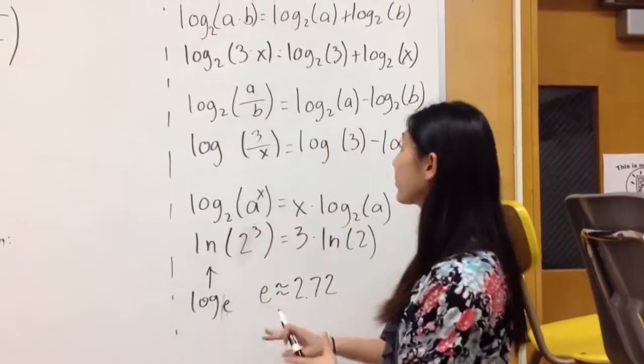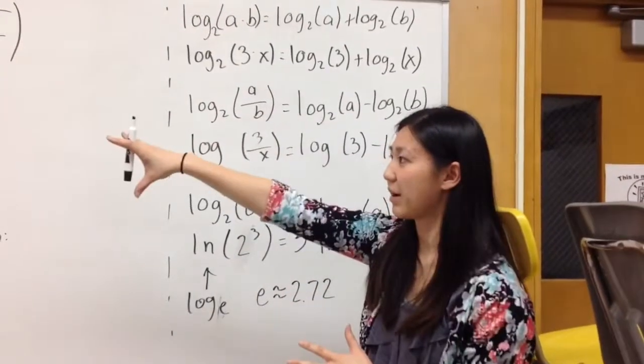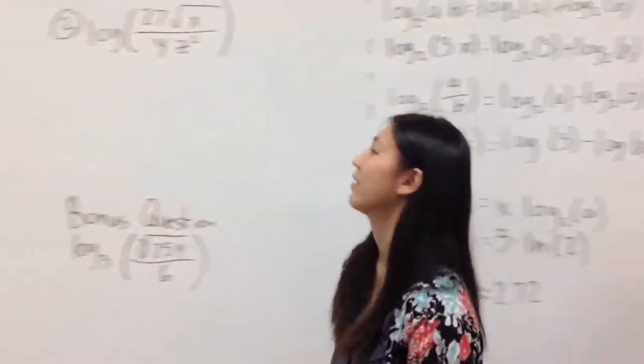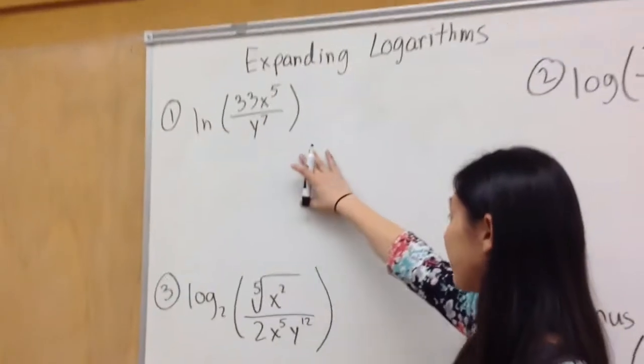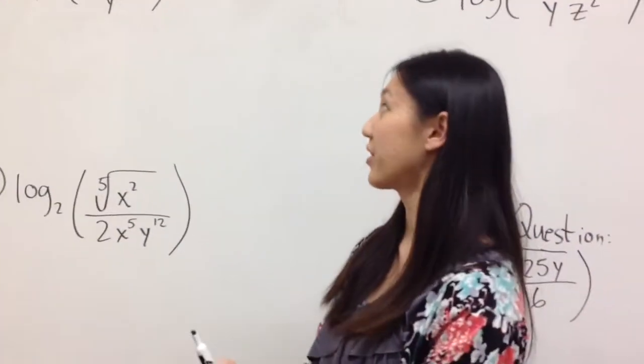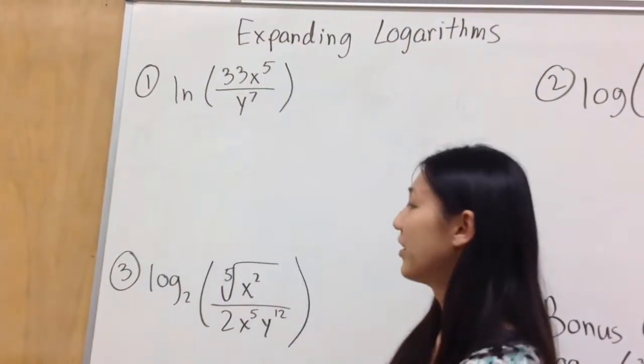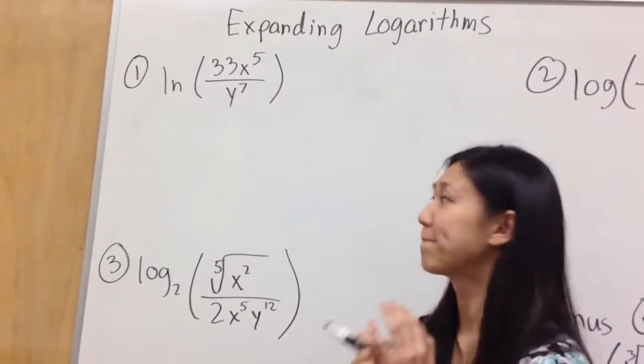So now we have our 3 rules, and we're going to apply all 3 of these rules to our problems over here. So here's our first example problem. As you can see, there's a lot of stuff going on. We're multiplying here, we have exponents, and we're dividing. So we are using all 3 rules.